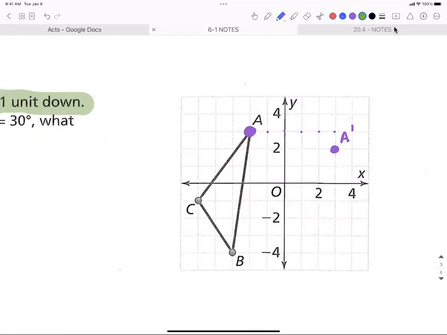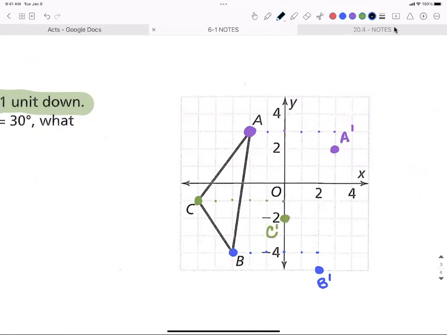All right, now we're going to go to B. And again, we're going over 5, down 1. Every point or every vertex has to be moved the exact same. So over 1, 2, 3, 4, 5, down 1. And that is B prime. Label it right away. And then I'm going to go to C, and I'm going to go over 1, 2, 3, 4, 5, down 1, and there is C prime.